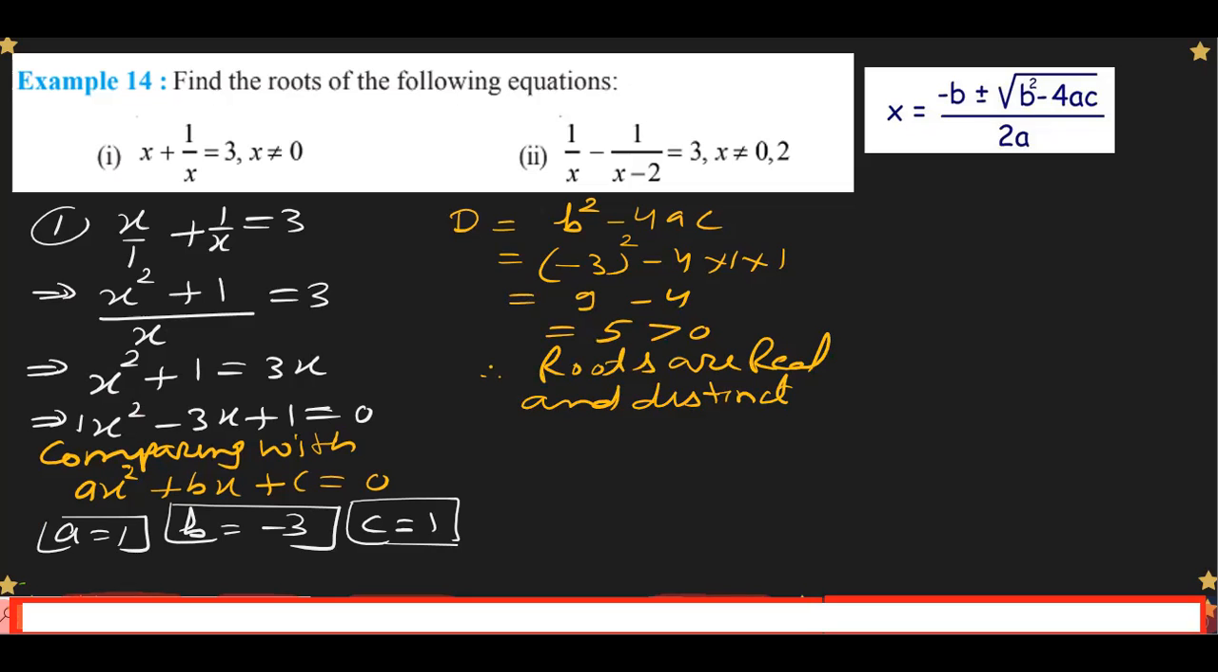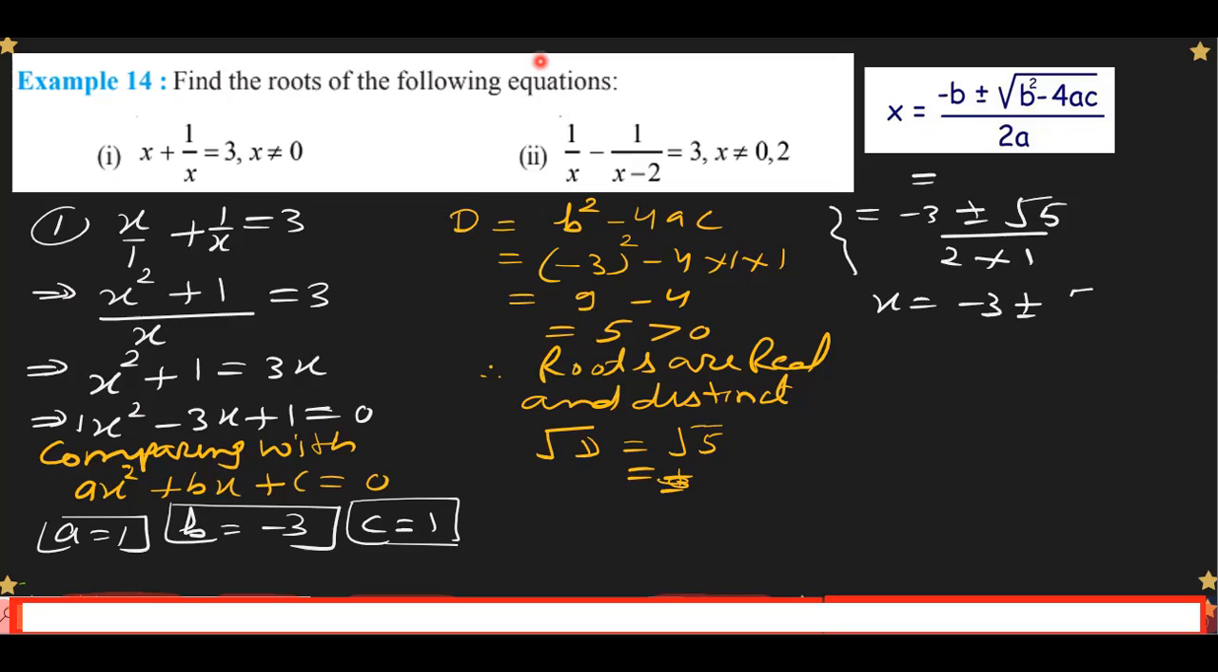मीन्स different भी होता है. So we can write here D is equal to root 5. So that is, we can write plus minus root 5. Now we putting these values in this formula, that is minus b. What is b? That is minus 3 plus minus root 5 upon 2 into a is 1. So x is equal to minus 3 plus minus root 5 by 2.